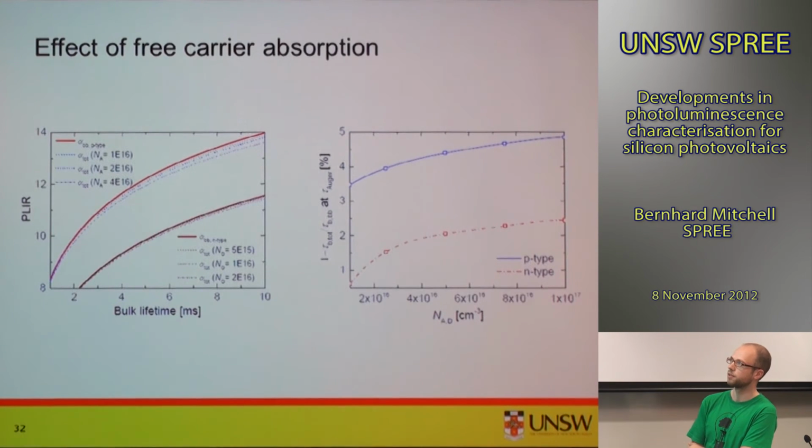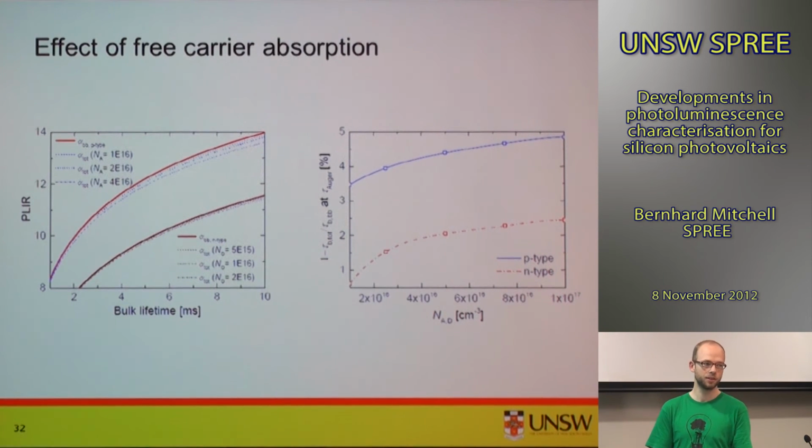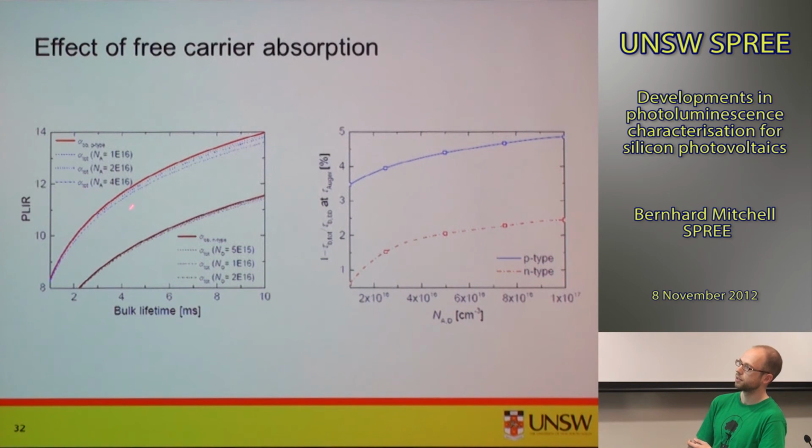And I also quantified the impact of free carrier absorption. Free carrier absorption happens especially if we excite very deeply into the brick, and then the luminescence on the way out of the brick could be reabsorbed by free carriers, and that could affect the intensity ratio modeling.